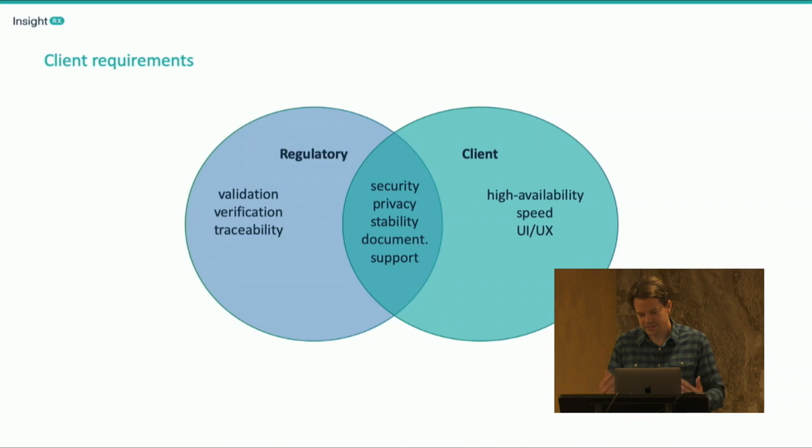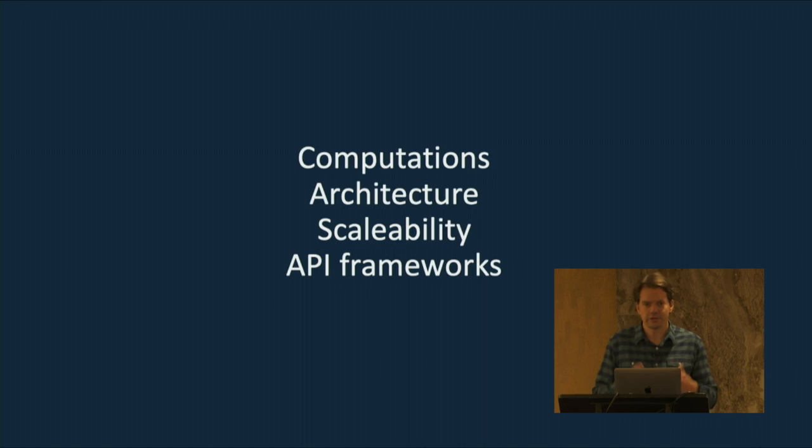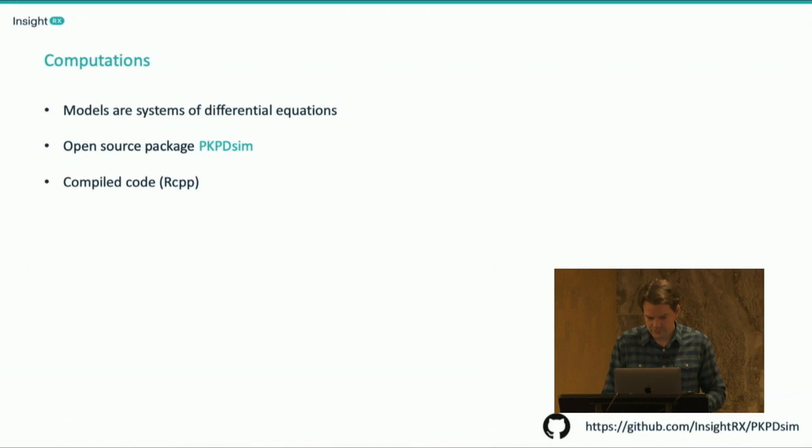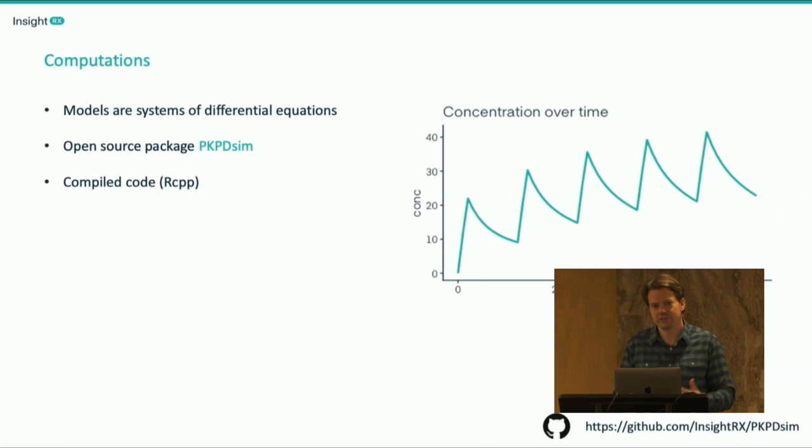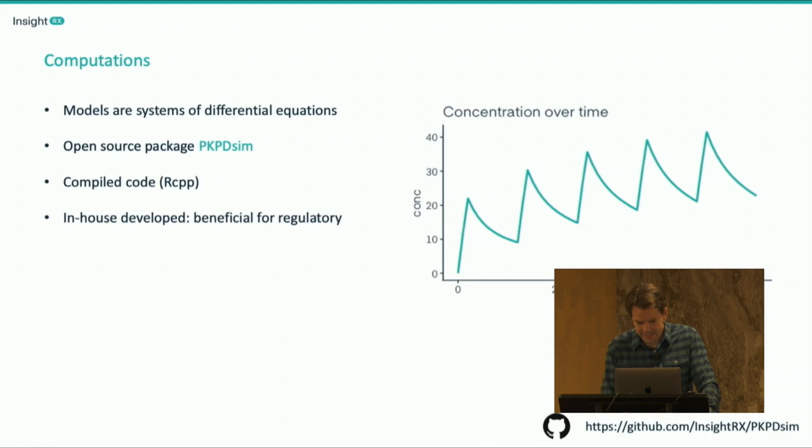So then we can go into some of the choices that we made and what we developed. And the first thing here is the computations. Like I said in the introduction, we use pharmacology models, and those are often defined as differential equations. When we started out 5 years ago, there was not really a package or anything in R to actually handle that. So that's why we wrote a package called PKPD-SIM. The main thing that it's doing is it can do a prediction of the concentration of a specific drug in the body over time, and that's basically the core of our platform. Again, this is also open source available.